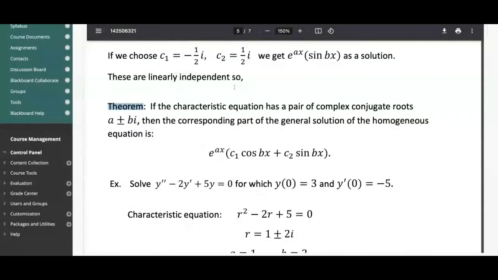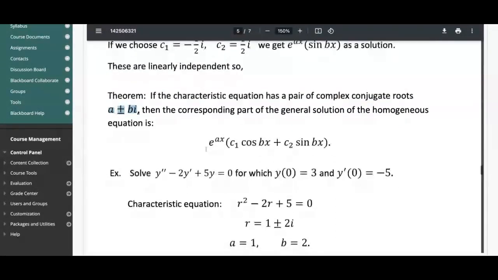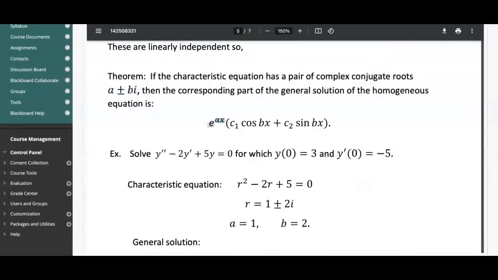If the characteristic equation has a pair of complex conjugate roots of a plus minus bi, then the corresponding part of the general solution of the homogeneous equation is such: e to the ax, real part, multiplied by c1 cosine bx for the plus, c2 sine bx.